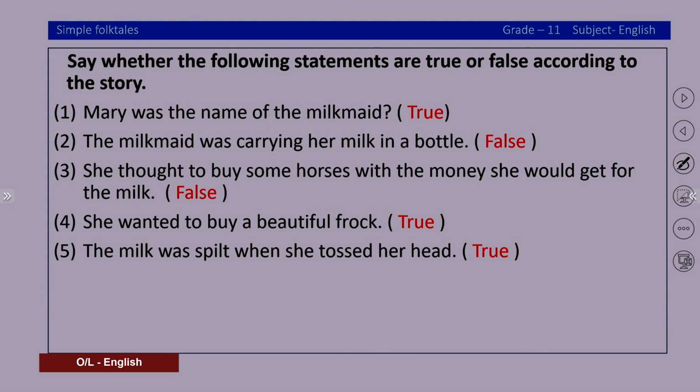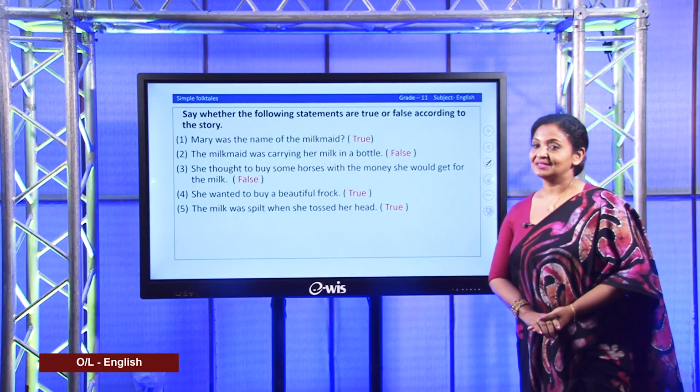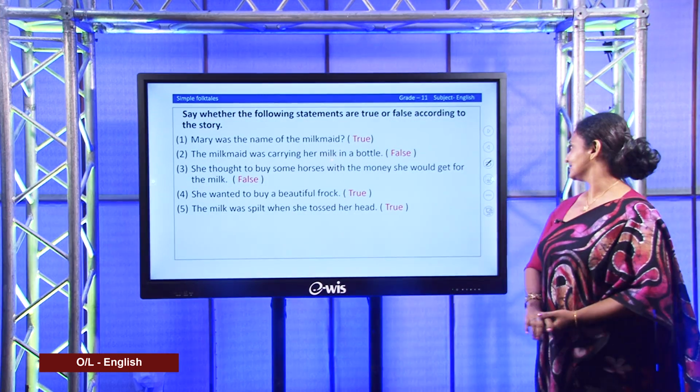Third one, she thought to buy some horses with the money she would get for the milk. The answer is false. She thought to buy some fowls with the money she would get for the milk. Fourth one, she wanted to buy a beautiful frock. Yes, the answer is true. Fifth one, the milk was spilled when she tossed her head. The answer is true. Okay, now you are going to read another interesting story.